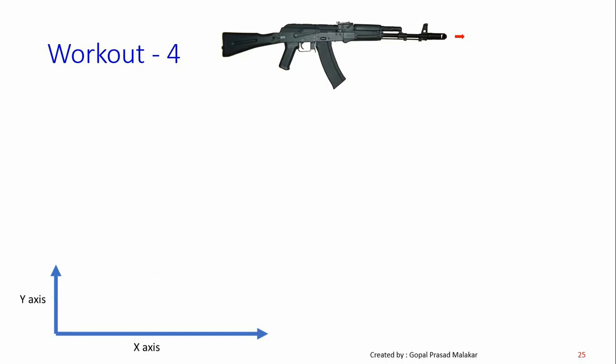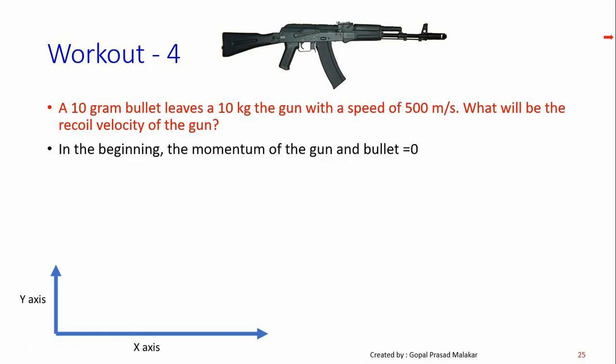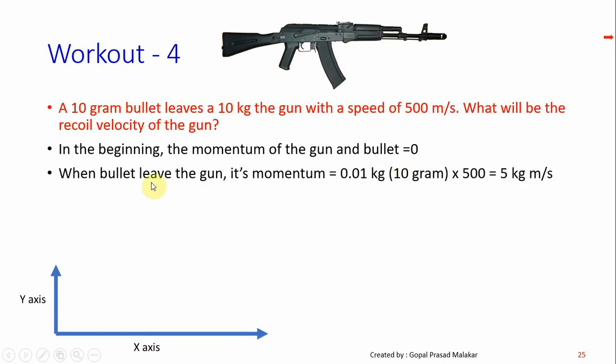Let's understand one more example. Here there is a gun, and this bullet is of 10 gram. It leaves the gun with a speed of 500 meters per second. What will be the recoil velocity of the gun? Recoil velocity of the gun is essentially the backward movement of the gun the moment the bullet comes out. How will you know that? Understand it this way. In the beginning, the momentum of the gun and the bullet inside is 0. When the bullet leaves the gun, its mass is 0.01 kg because it's 10 gram. So 0.01 kg into 500 is 5 kg meter per second.